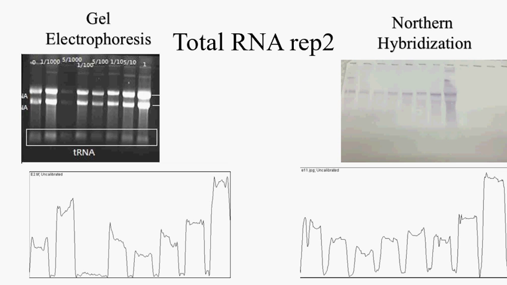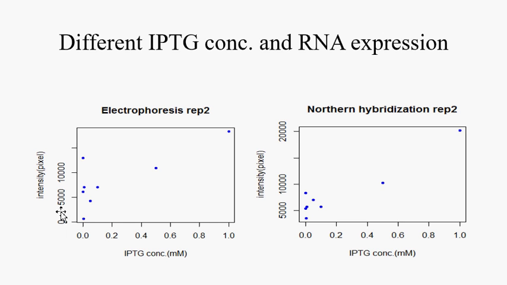Next, we do the same thing in the next replicate, and we also calculate the area under the curve in electrophoresis fluorescence and northern hybridization. You can see a similar pattern: when the IPTG concentration gets bigger, the intensity also gets bigger.